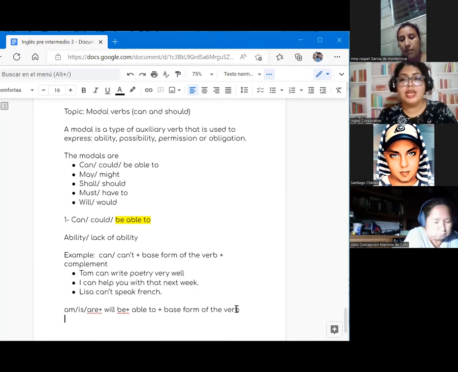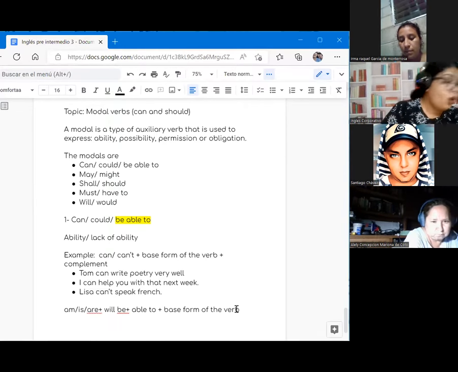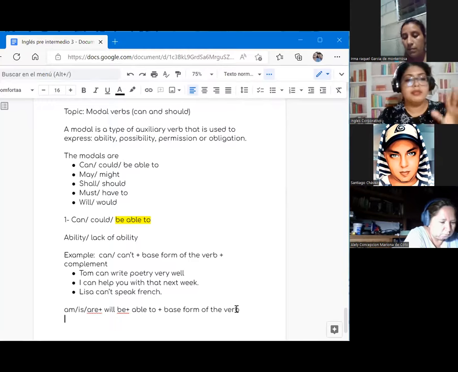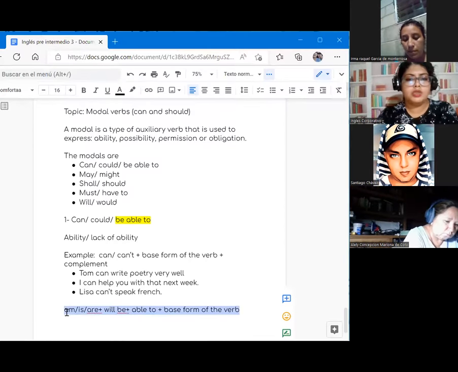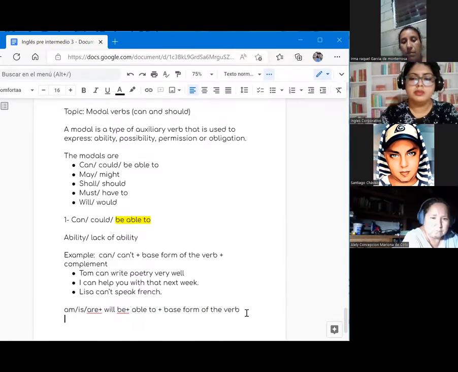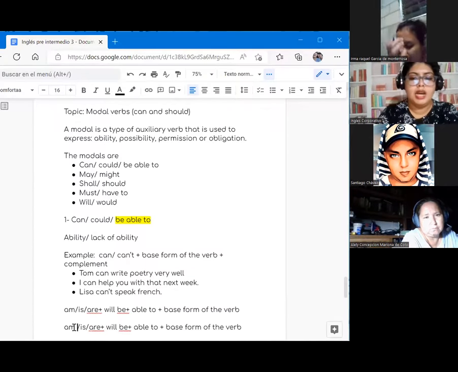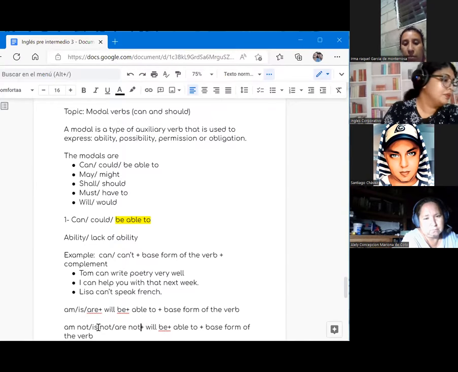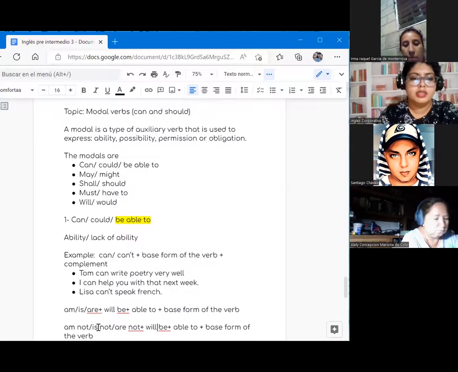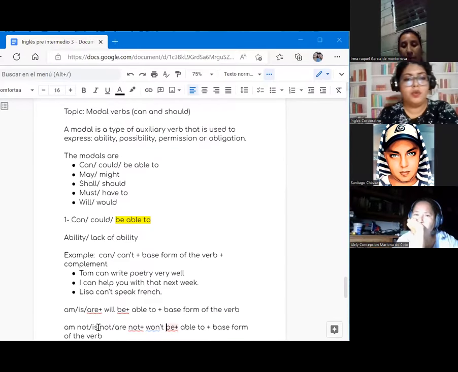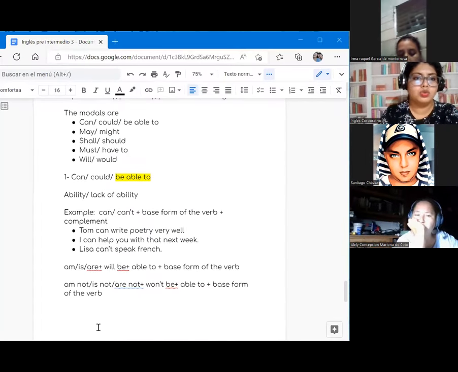And the last thing that we are going to say are the examples. Or if you are going to write this sentence in negative, we are going to have almost the same structure, but we are going to change something. In this case, we are going to add not. I am not, is not, are not, and in this case, won't be able to, and the base form. So, let's see. Examples.